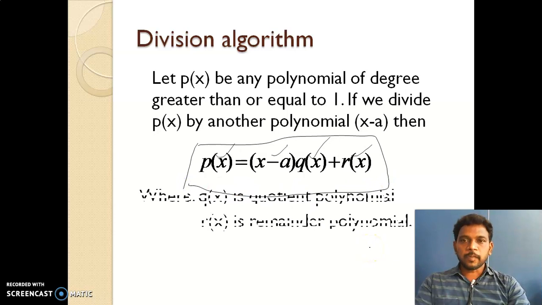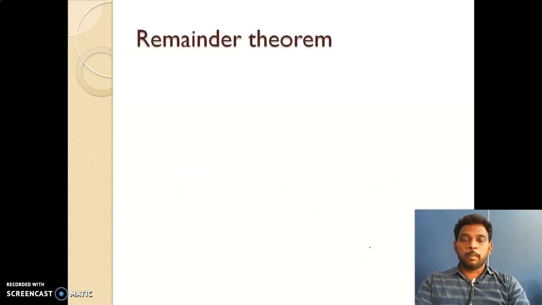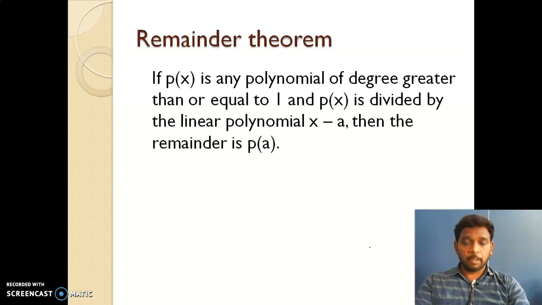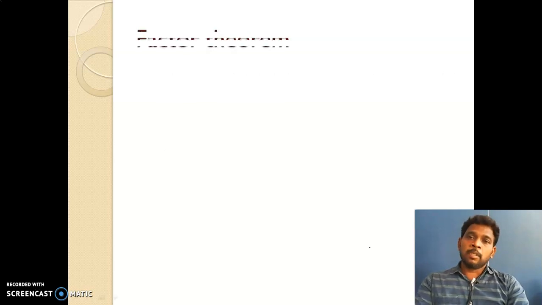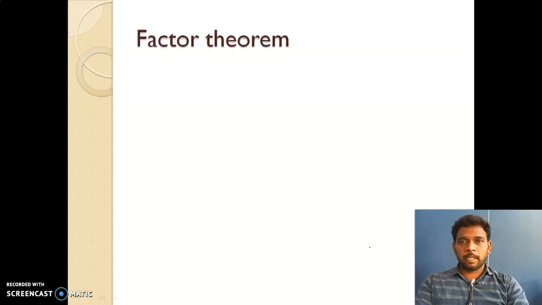Okay. And the next one, remainder theorem. What is the application of the remainder theorem? We can find out the remainder without actual division. We can directly find the remainder without actual division. For this purpose, we are using the remainder theorem. Next, the factor theorem. What is the factor theorem? The application of the factor theorem is that we can check whether the given expression is a factor of another expression or not. For that application, we can use the factor theorem.